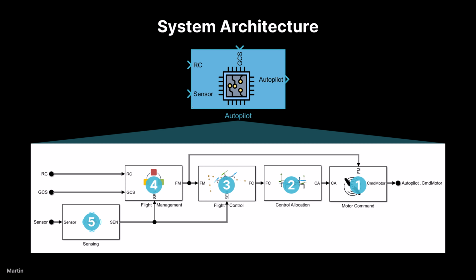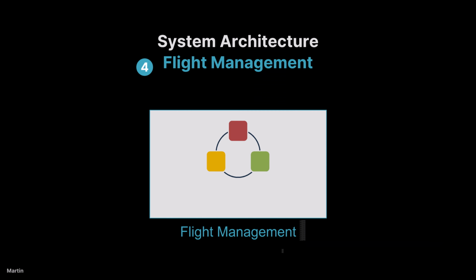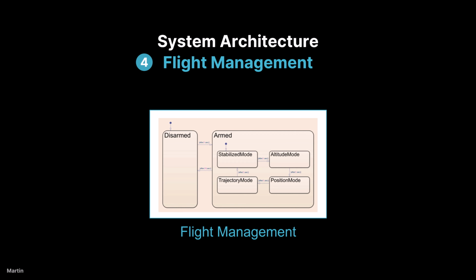Alright, let's move on to flight management subsystem. The flight management subsystem serves as the high-level decision-making unit in a quadcopter autopilot. It processes operator or autonomous commands, determines the active flight mode, and manages transitions between different control states. The flight management subsystem ensures that the quadcopter responds appropriately to user inputs while maintaining stability and safety.